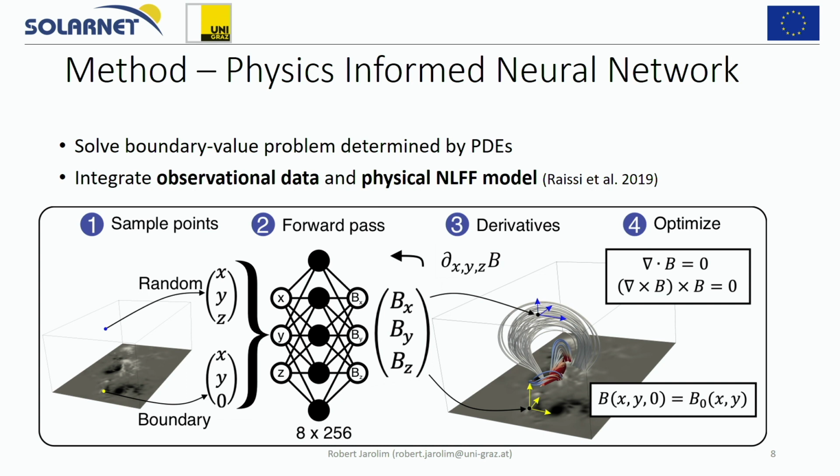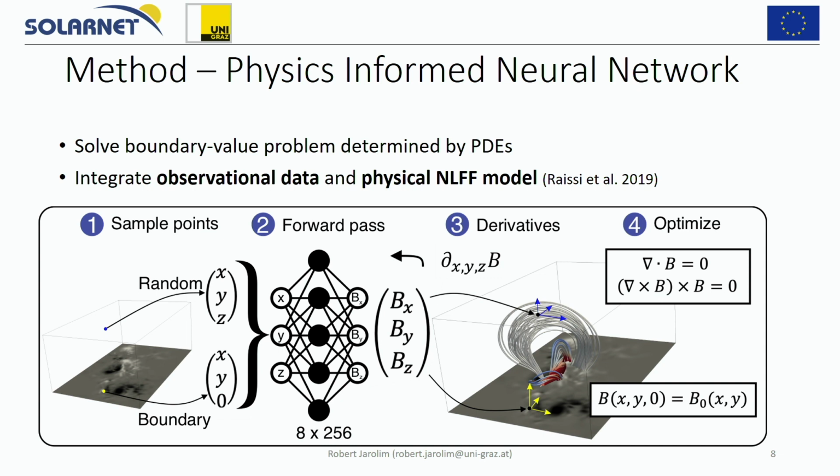On the other hand, we want to find the magnetic field in the remaining volume. So for this, we pick random points in our simulation volume in terms of x, y, and z, feed them into our neural network, get the respective magnetic field vectors at the individual points, and then we can use this concept of automatic differentiation to compute from this output here the derivative with respect to the input coordinates.